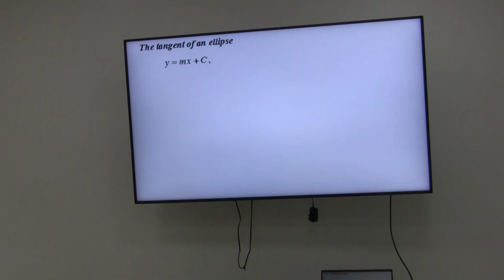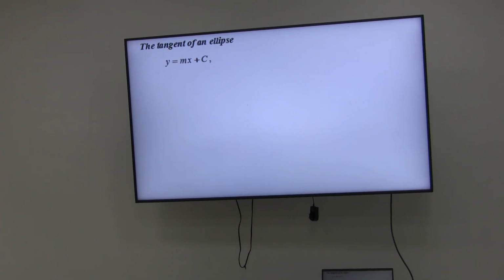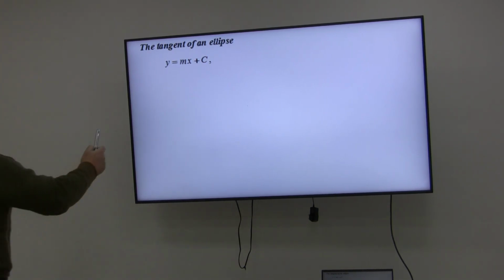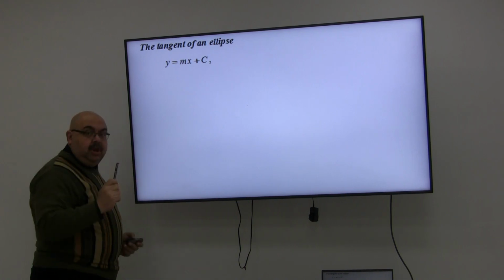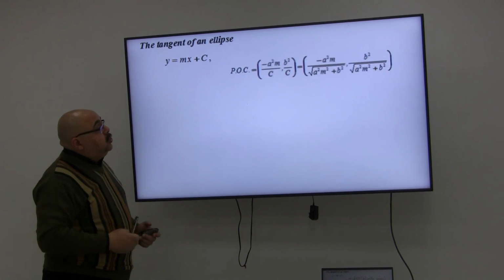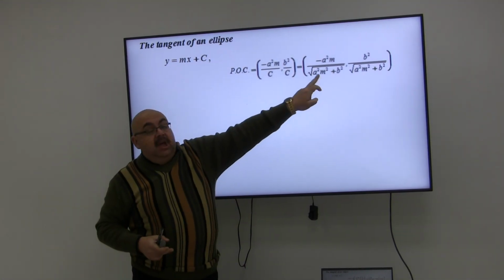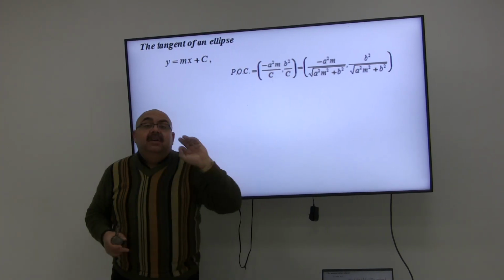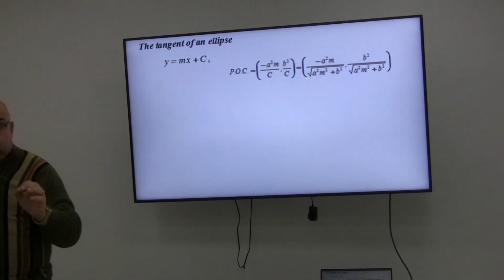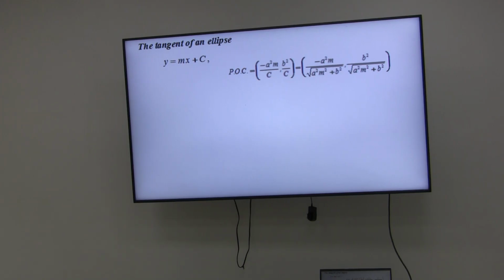Okay, if I want to get this line to touch a certain ellipse, it has to satisfy a certain condition: the constant, or the y-intercept, must equal the square root of a square m square plus b square. And that's the point of contact. So C, for the ellipse equation, the properties, the dimensions, each place on the ellipse, it's already calculated. I can reach it precisely.